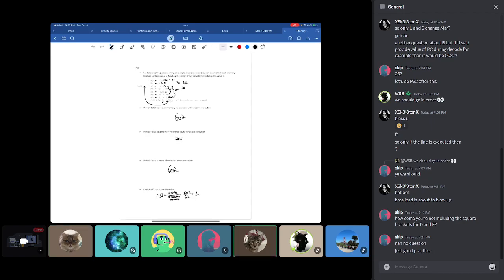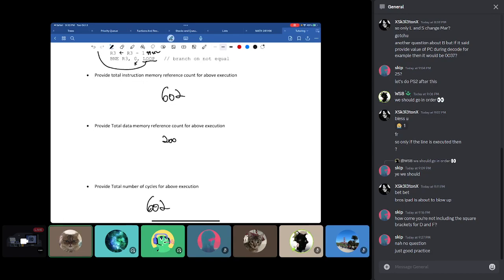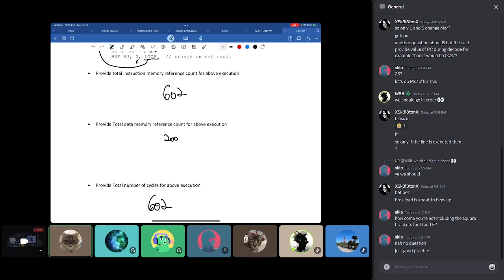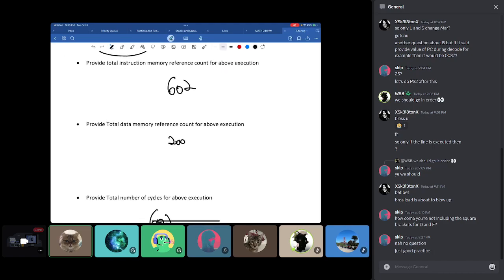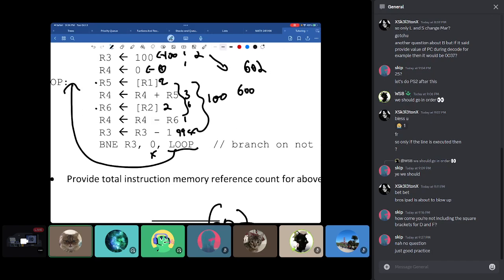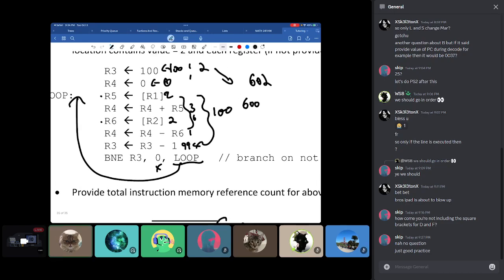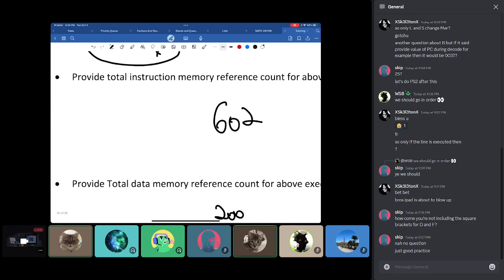Could you explain the 200 again? The 200 is for the data memory reference. Basically it's saying how many load and store type instructions we are executing here. We have 2 loads, no stores. And those 2 loads are inside of our loop that runs 100 times. So together there's going to be 200. These load types are going to run 200 times. Got it. And that's why it's 200.